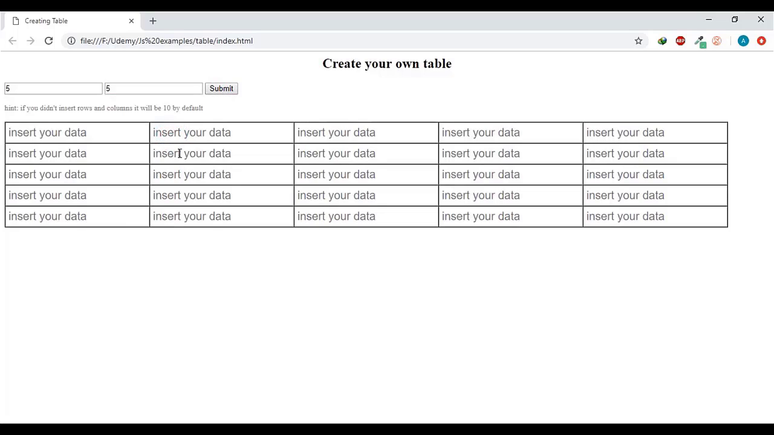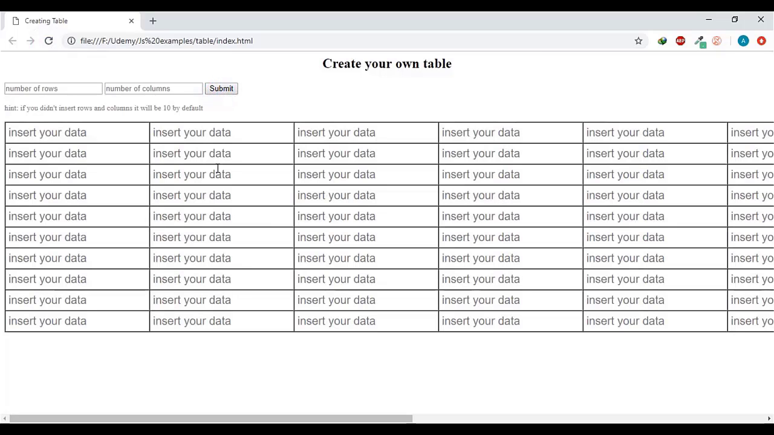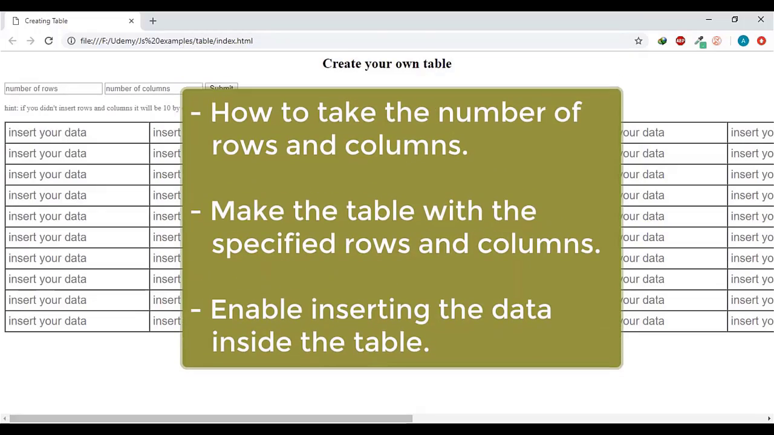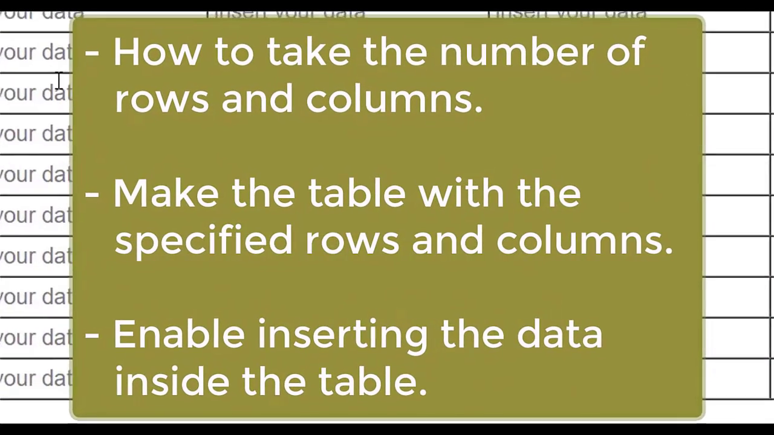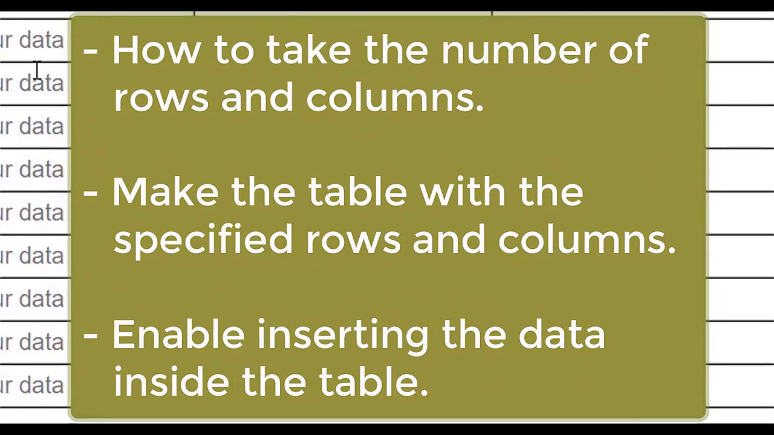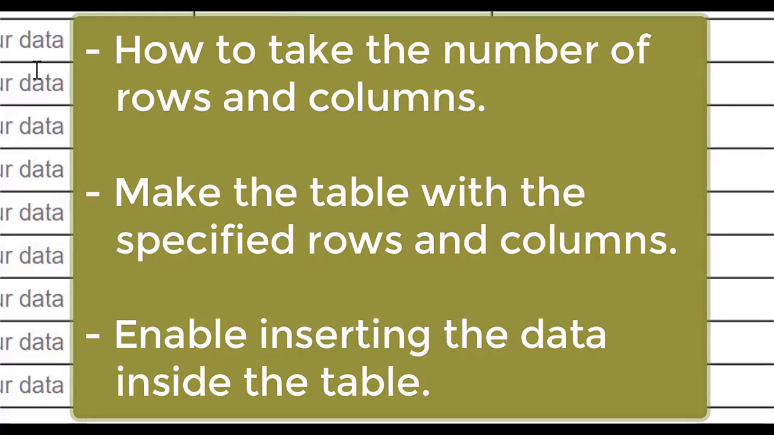So the user can insert any data inside this table. He can make it as an appointment table, and if he didn't insert the rows and the columns, it will be 10 by default. So the idea here is how to take the number of rows and columns, make the table with these specified rows and columns, and enable inserting data inside the table. So here is the whole idea.